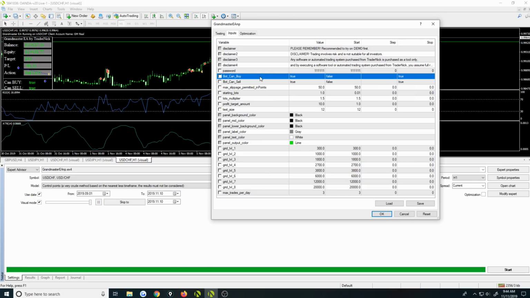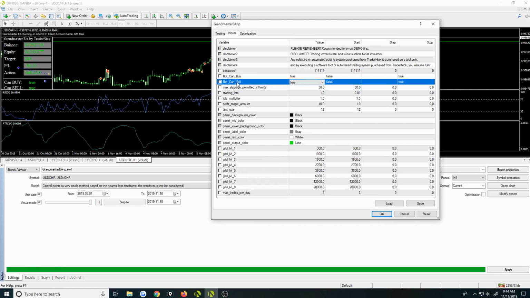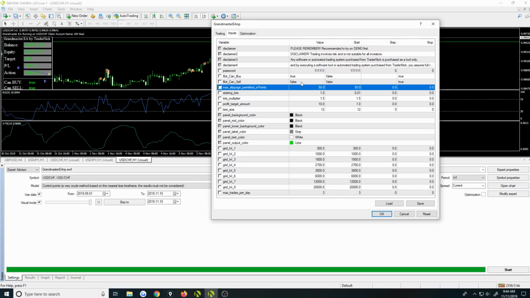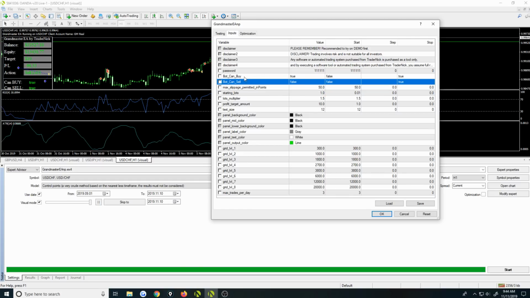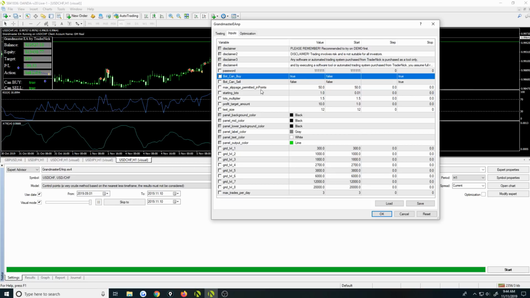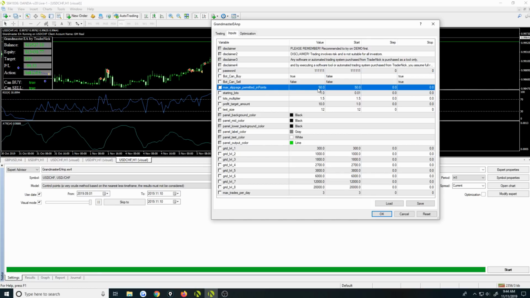I mentioned earlier that essentially you can set, let's say that on dollar Swiss, you only wanted to buy this pair. Well, you would just go to the bot can sell parameter and set it to false. And you can see now the bot can only take buy trades. Okay, and so then you can also set your max slippage. So if you want to avoid news, one of the best ways to avoid news is just to set this variable a little bit higher.